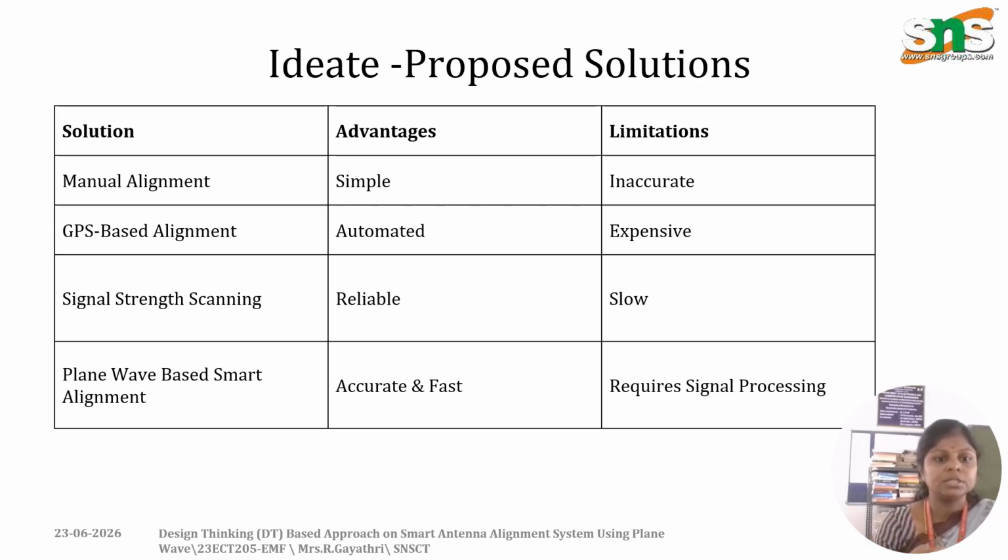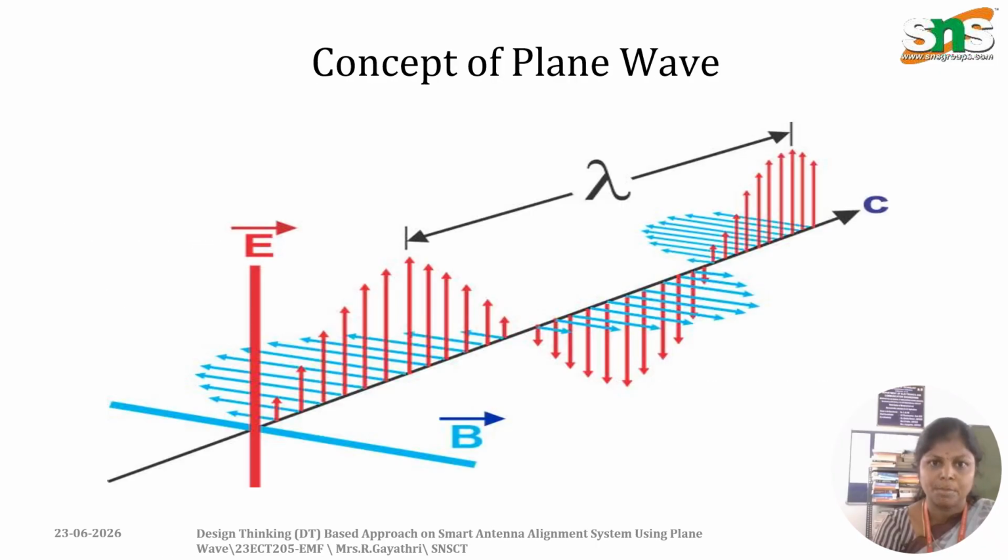The third method is the signal strength scanning method, in which, over a particular period of time, we have to scan the signal traveling from transmitter to receiver. The advantage of this method is that it is reliable, but the accuracy is low. The fourth method is the plane wave based smart alignment technique, which is the most accurate and fast and requires signal protocols. So we are using this smart antenna alignment system for the particular plane wave application.